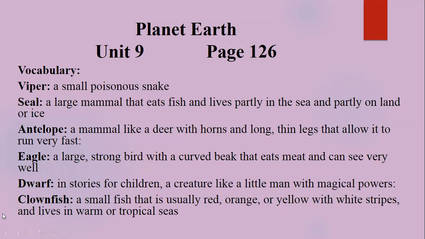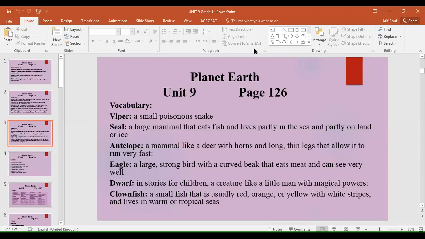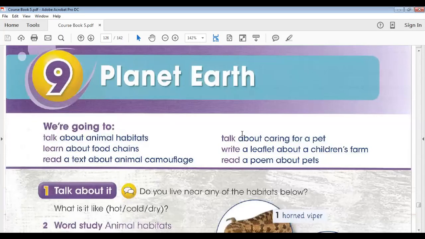Clownfish. A clownfish is a small fish that is usually red, orange, or yellow with white stripes and lives in warm or tropical seas. So these are the vocabulary words that we discussed during the class. After that, we discussed the first activity.